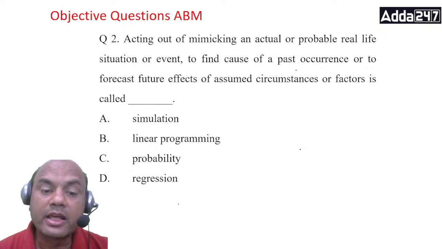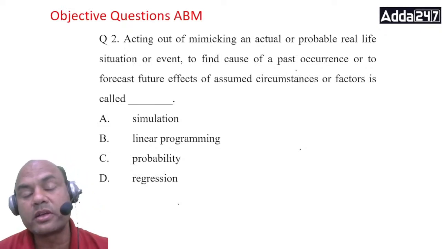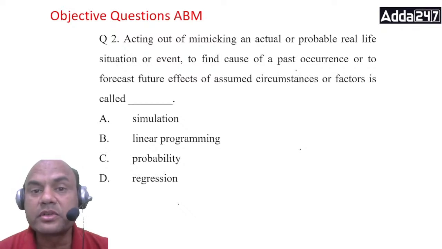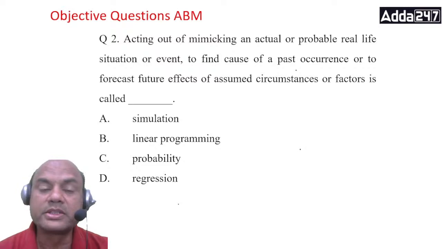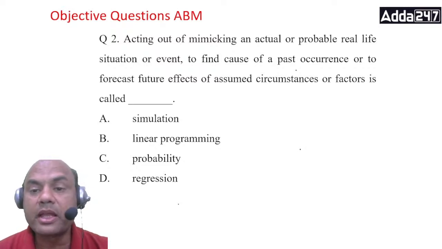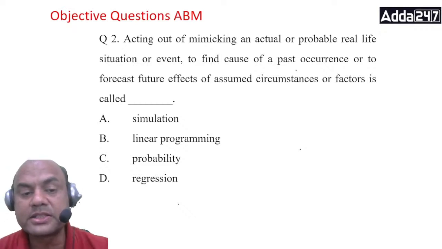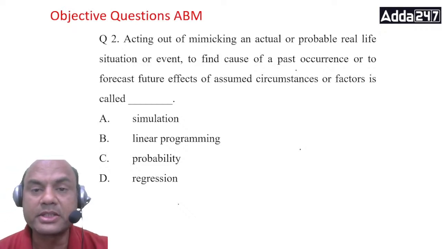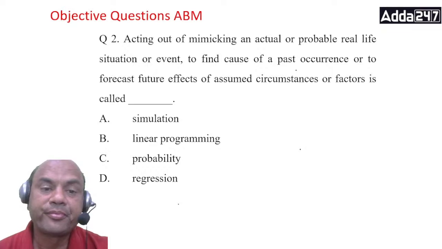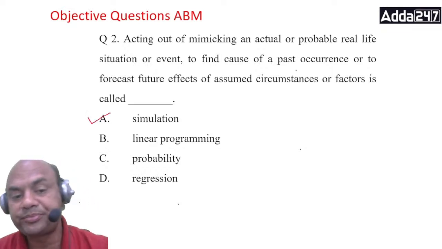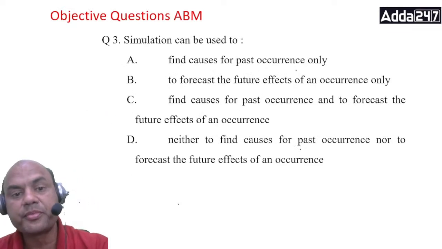Regression and correlation are again different chapters. Regression and correlation are related to two elements, the relationship between the two elements. So for this mimicking of an actual probable real life situation, what can be the answer? The answer is simple, isn't it? Let me see in the comment section. It is A, right? Got it?